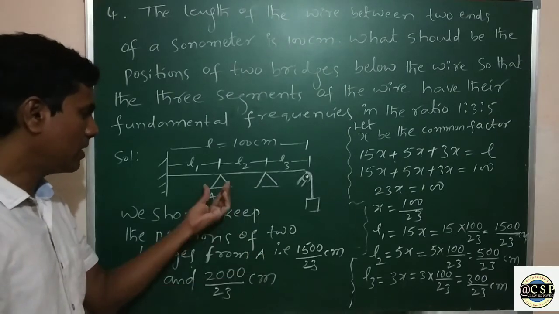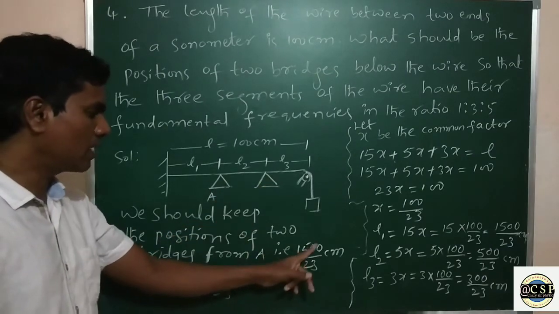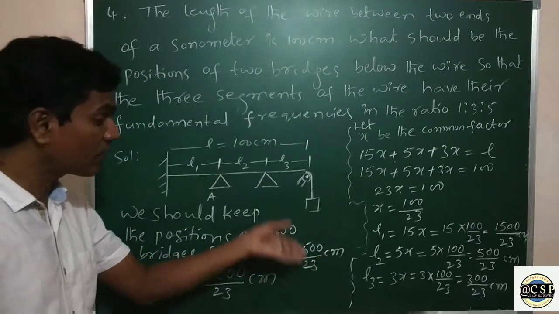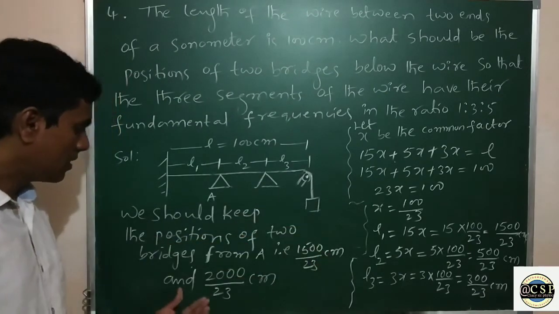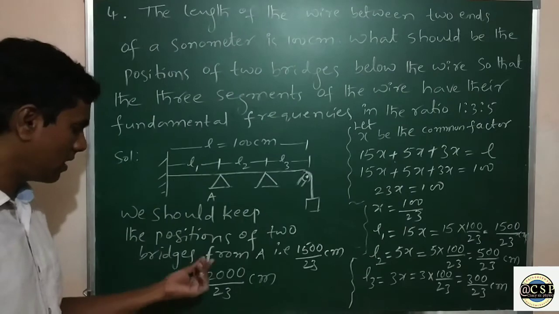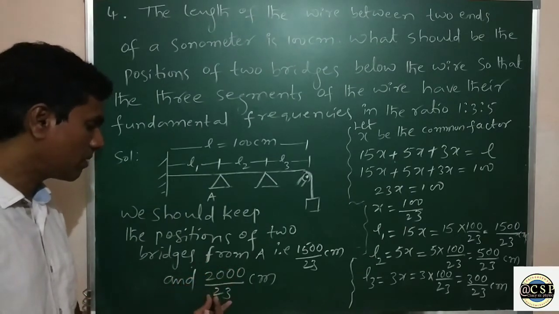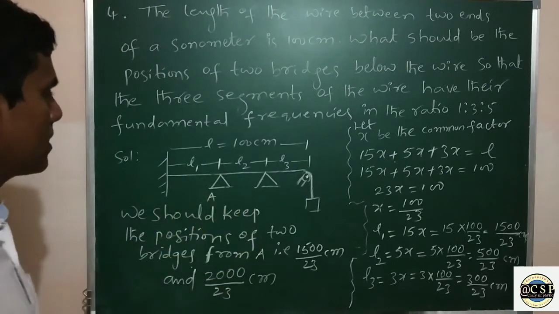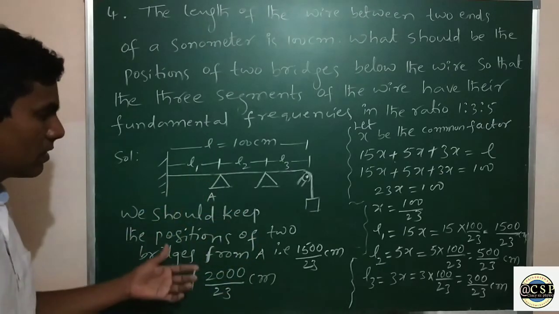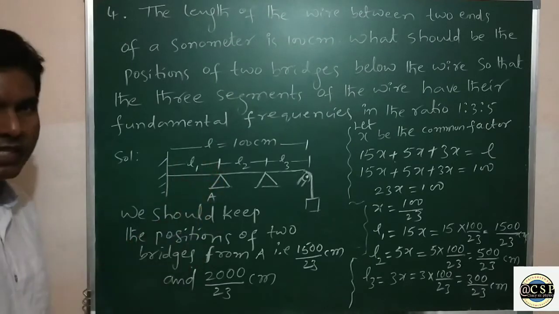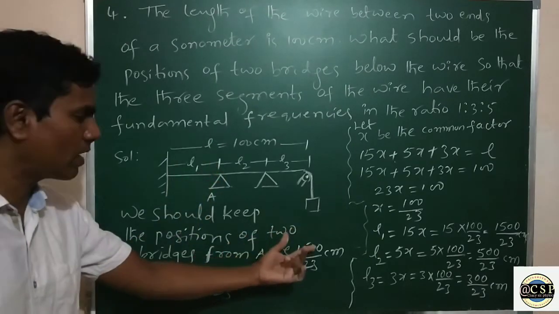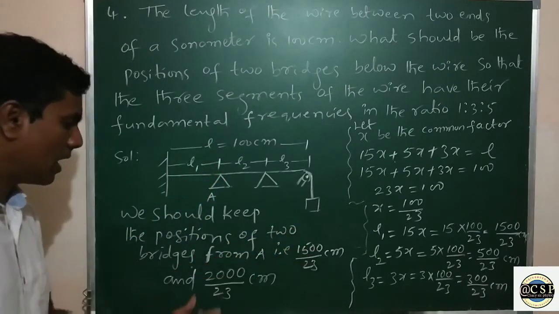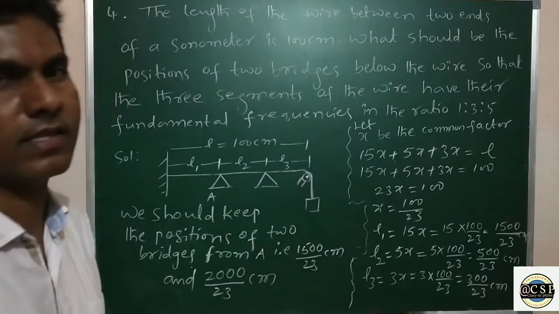Okay, from here to there, 1500 by 23 centimeters. After 1500 by 23, then above the 1500, like here is taken as 2000 by 23 centimeters. Okay, we should keep two bridges below the string. The positions of two bridges are taking here 1500 by 23 centimeters and 2000 by 23 centimeters.